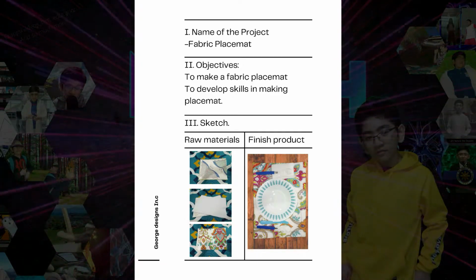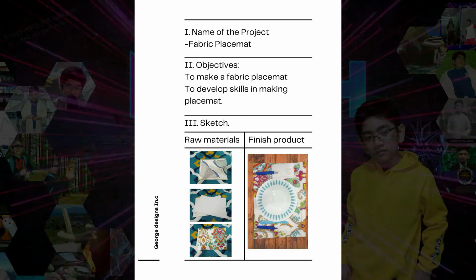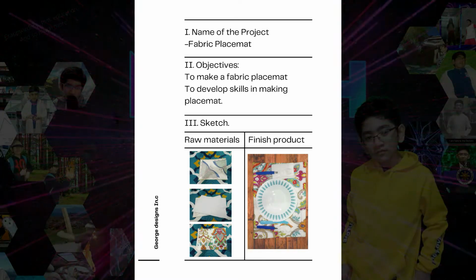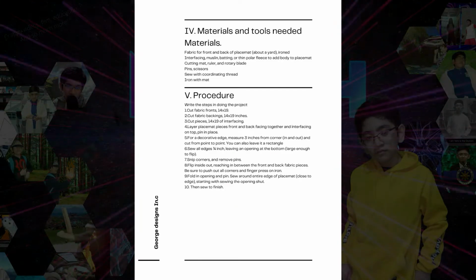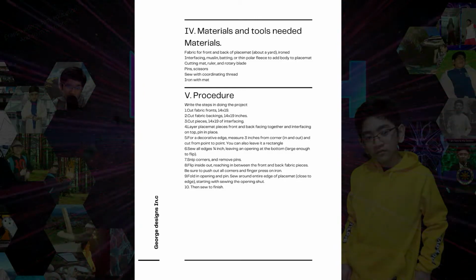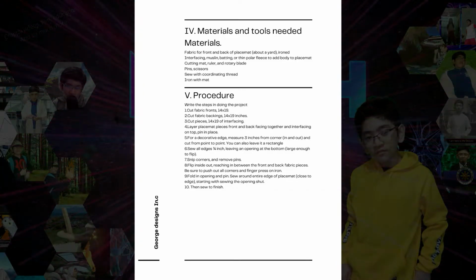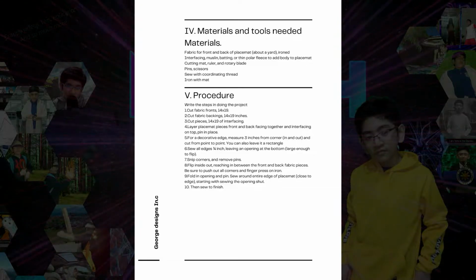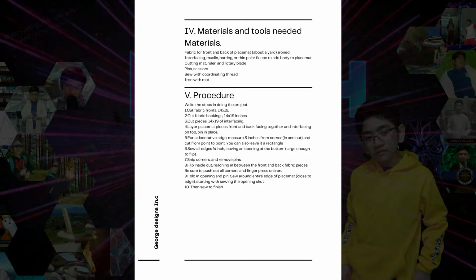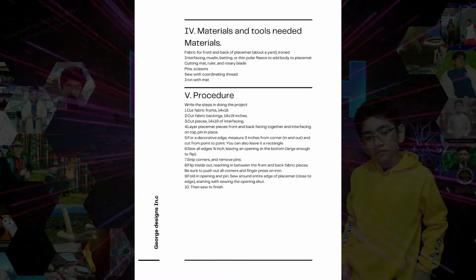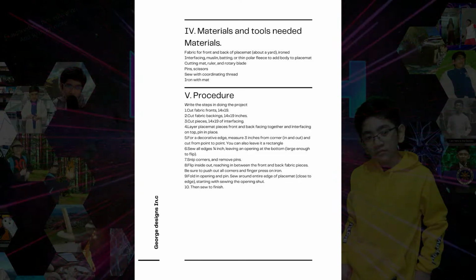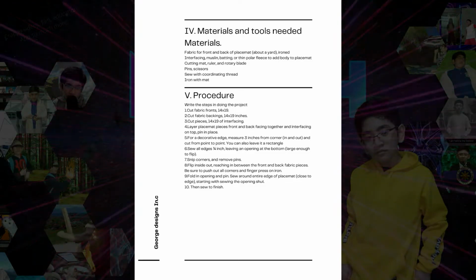2. Objectives: to make a fabric placemat to develop skills in making placemat. 3. Sketch: raw materials on the left side and the finished product on the right side. 4. Materials and tools needed. Materials: fabric for front and back of placemat, about a yard, iron-on interfacing, muslin, batting or thin polar fleece to add body to placemat, cutting mat, ruler and rotary blade, pins, scissors, sew with coordinating thread, iron with mat.